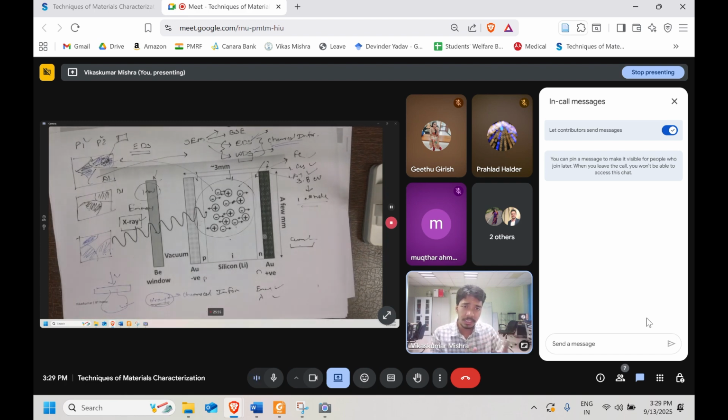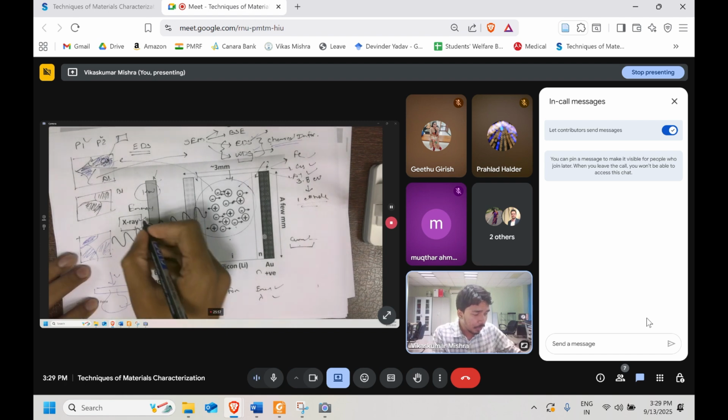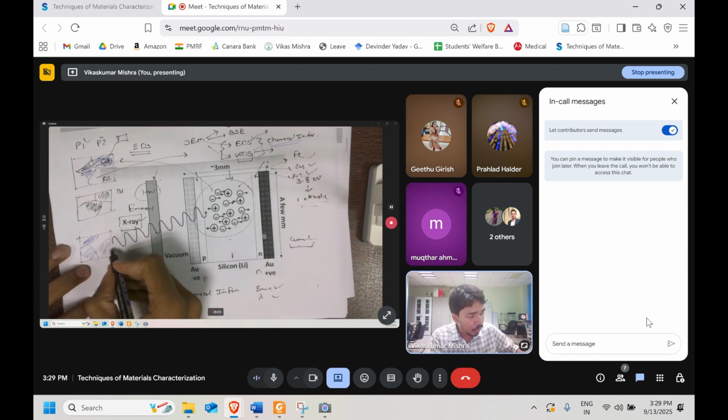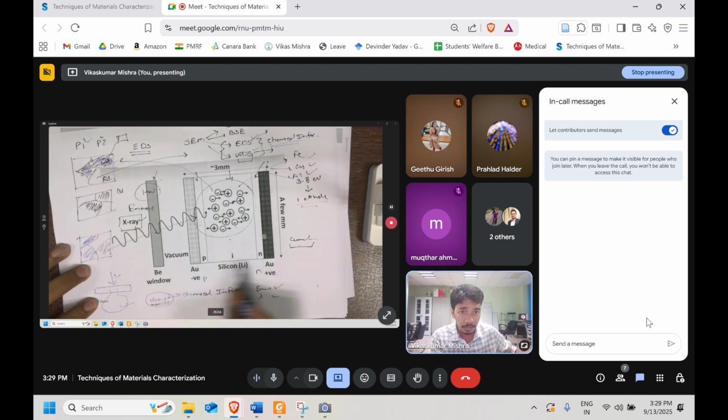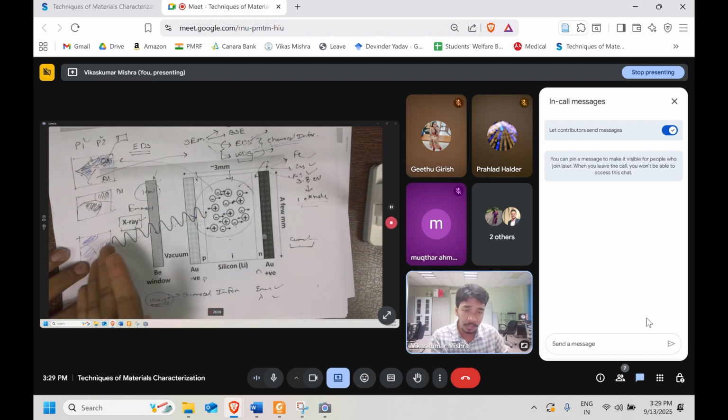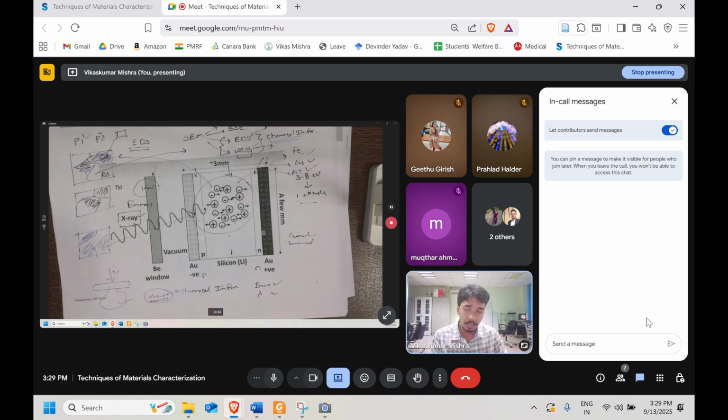Now we'll see that the energy, the X-ray which is going, should go to the detector. It should not get absorbed. So for the higher elements, the energy starts getting absorbed more and more. Why that is happening is something we are going to discuss in the upcoming week, where we'll discuss the phenomenon of fluorescence in the X-ray.